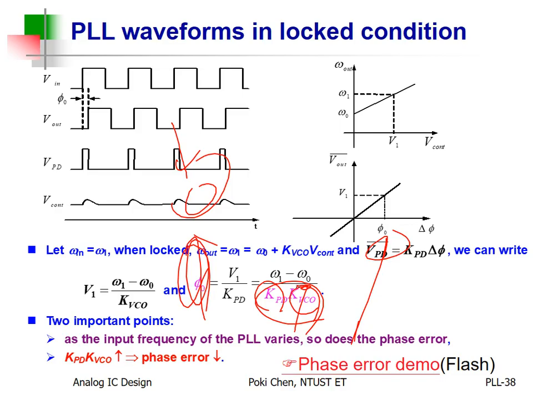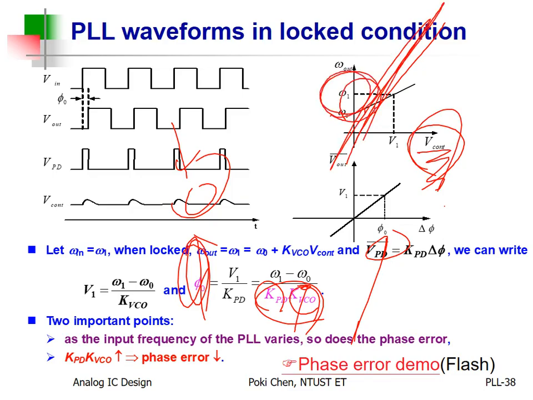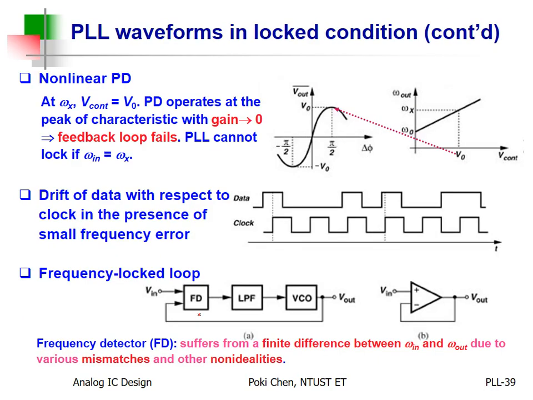Why? Because if the slope is larger, like this, nothing is perfect. The control voltage always has some kind of noise. Noise, ripple, everything. Even if you apply a low-pass filter, the low-pass filter is not ideal, not perfect. So you have some kind of ripples on your V control. So the larger slope means more deviation for your output frequency. You will get a lot of phase jitter, phase noise. So the best way is to increase KPD. Okay? And how to make KPD infinite? That is what we want. If KPD can be infinite, then we will have zero phase error. And that is what we can have.